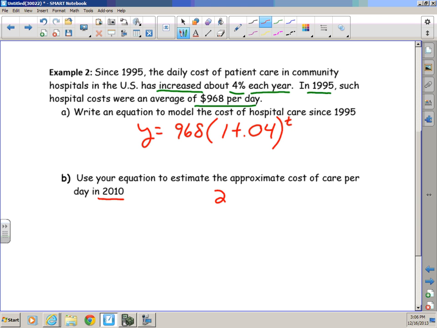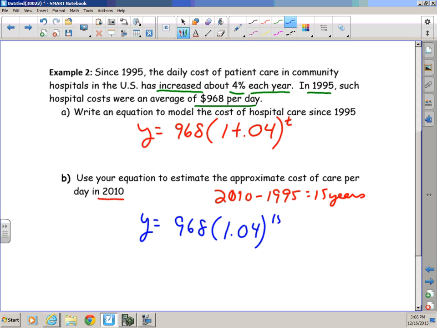Well, 2010, when written correctly, is 15 years out. So now what this is asking me to do is to figure out what this number is when t is 15. And since it's money, I round to 2 decimal places to get my answer. Okay?